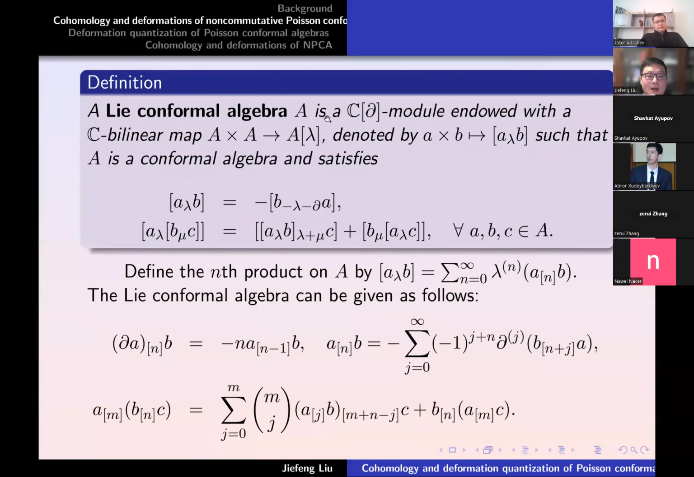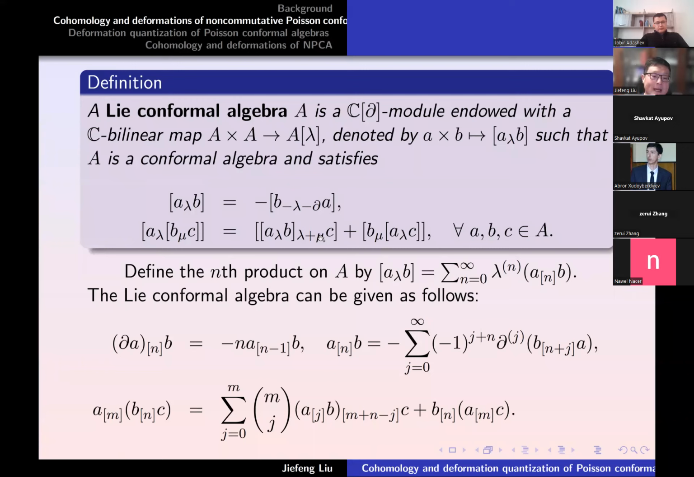Similarly, a conformal algebra is also a C[∂]-module with a complex bilinear map from A × A to A[λ], denoted by a_λ b, such that A is a conformal algebra and satisfies the following two conditions. This is called the anti-symmetric condition. This is the Jacobi identity.